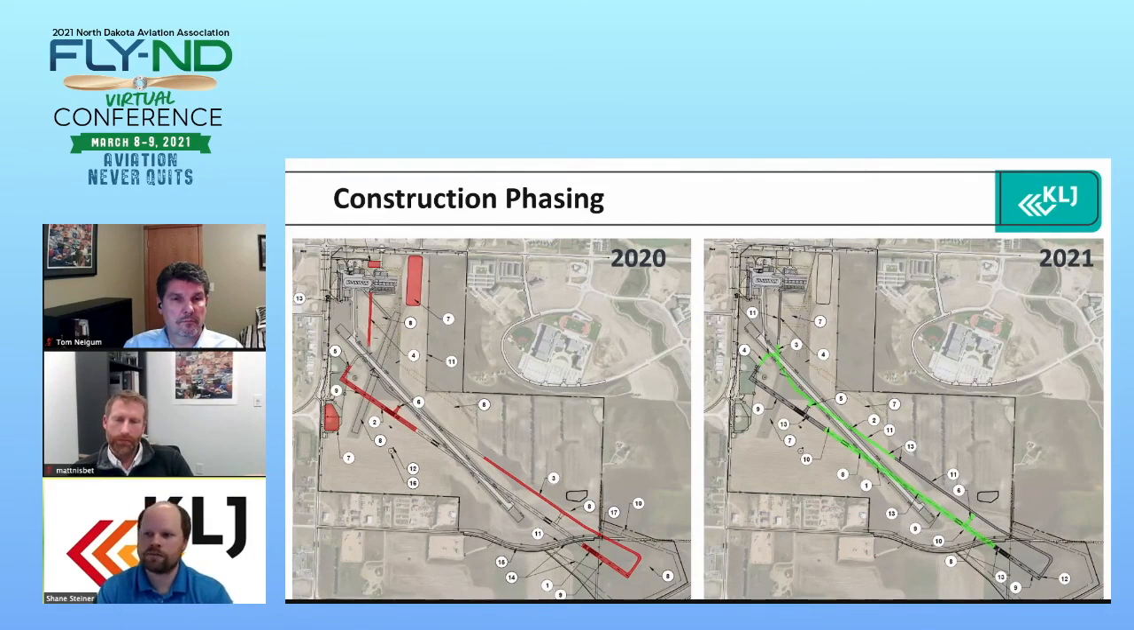So in 2020, everything was completed. That's shown on the slide there. So what we achieved was the construction of all 3 detention ponds, all the grading outside the current runway safety areas, the taxiway safety areas, and we were able to get the 2 ends of the new runway fully constructed and paved.